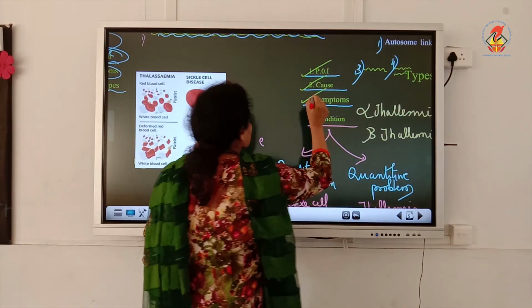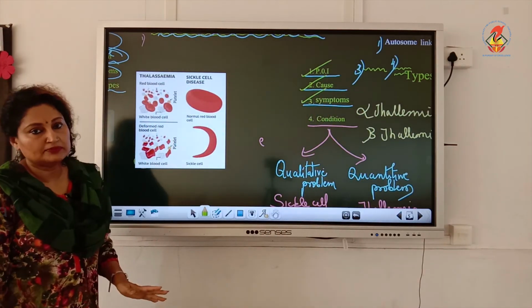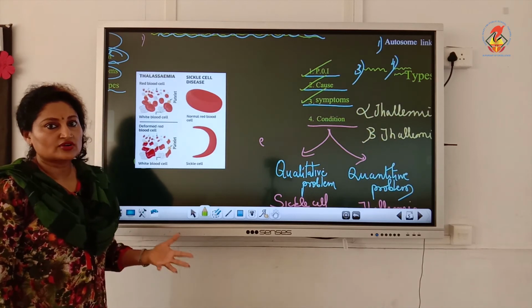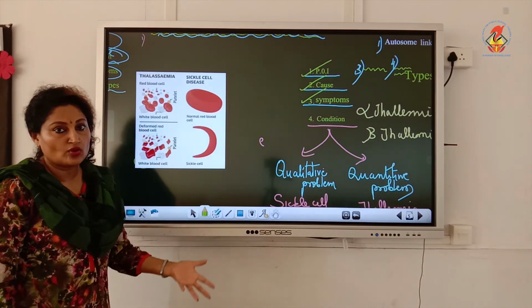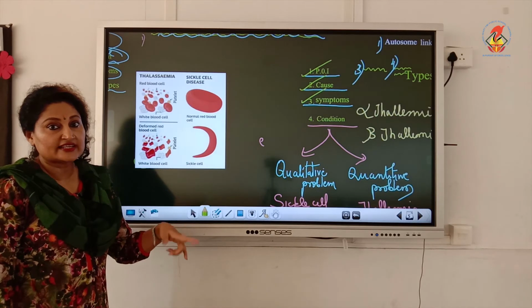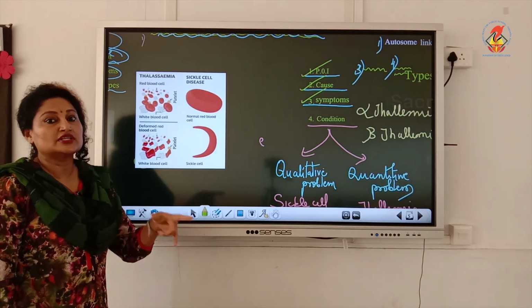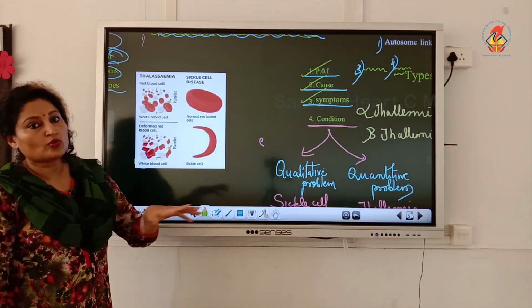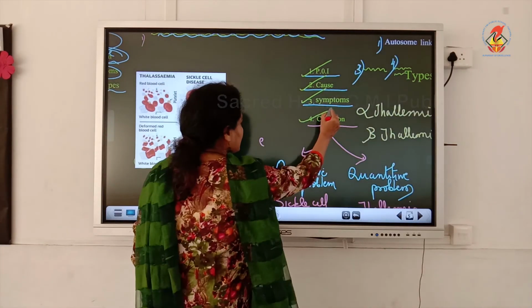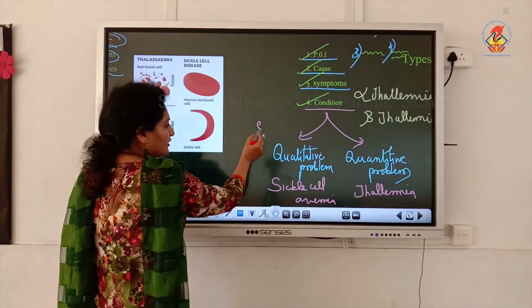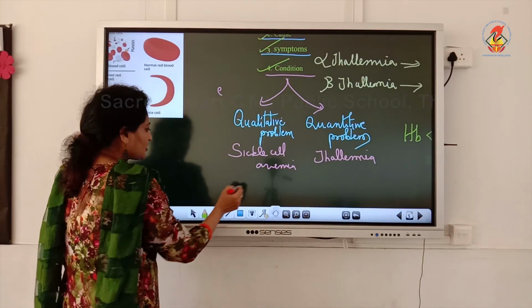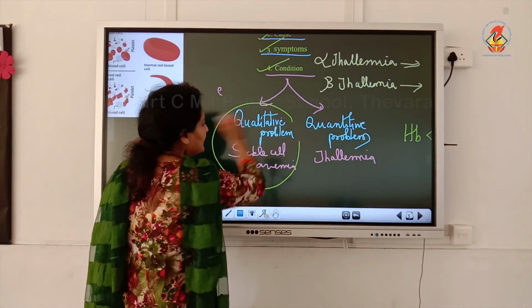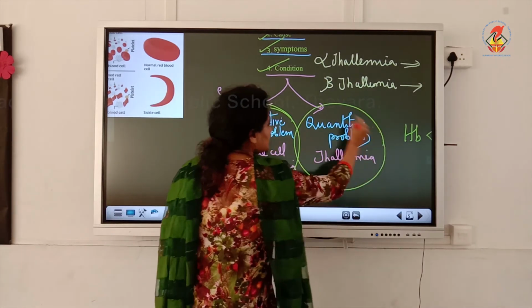Then symptoms. Symptoms in both the cases, it's anemia, that is getting tired easily because the oxygen carrying capacity of the hemoglobin is low. And why is the oxygen carrying capacity of hemoglobin low? Because the hemoglobin is a defective hemoglobin. There might be a qualitative defect or a quantitative defect. So accordingly, there are 2 types of disorders. If it is a qualitative defect, it is sickle cell anemia, and if it's a quantitative defect, it's thalassemia.